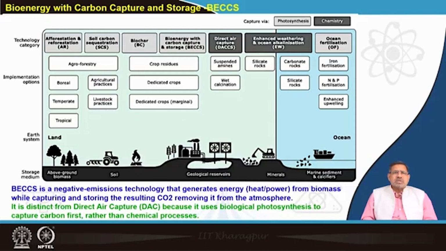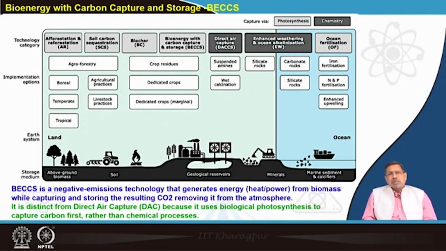So coming to this afforestation program, you see the implementation options. We have the agroforestry, boreal or agricultural practices. So you have different forest systems, the tropical, temperate and boreal systems. We also have different agro practices in terms of agricultural and the livestock practices. So this is there in the land, in terms of the land including the soil. Coming to the next is the crop residues, the dedicated crops and dedicated marginal crops. This is in terms of biochar, which helps in terms of generating the bioenergy.